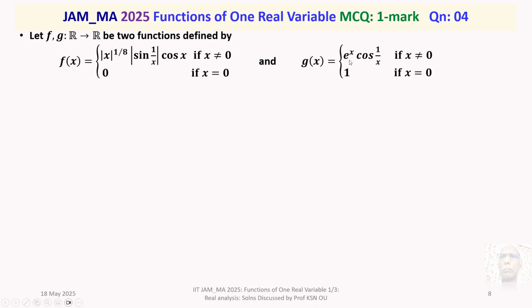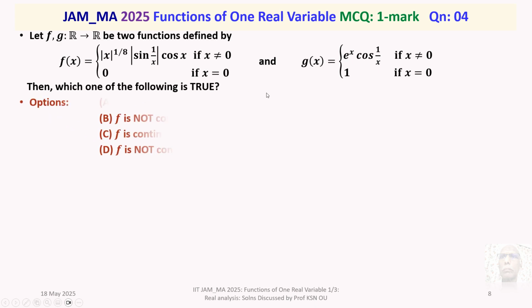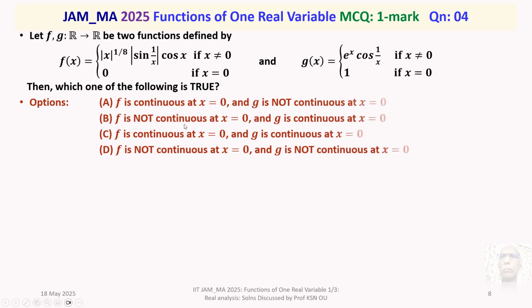g of x is equal to e to the power of x cos 1 by x if x is not equal to 0, and is equal to 1 when x is equal to 0. Then which one of the following is true? The options talk about continuity of f and the continuity of g at x equal to 0. Let's now discuss the solution of the problem in detail.